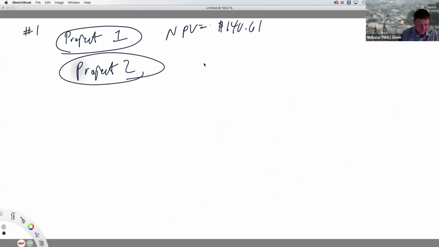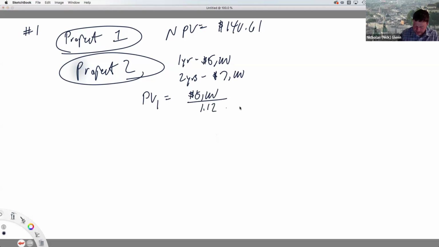Okay, and for them, they're getting $5,000 in 1 year, and in 2 years, they're getting $7,000. So the present value of these two income streams is going to be a little bit different. The first one, we need to discount this $5,000 by 1 year at the borrowing cost. This cost of capital is 12%. And when you do that, we'll see that it's worth $4,464.29.